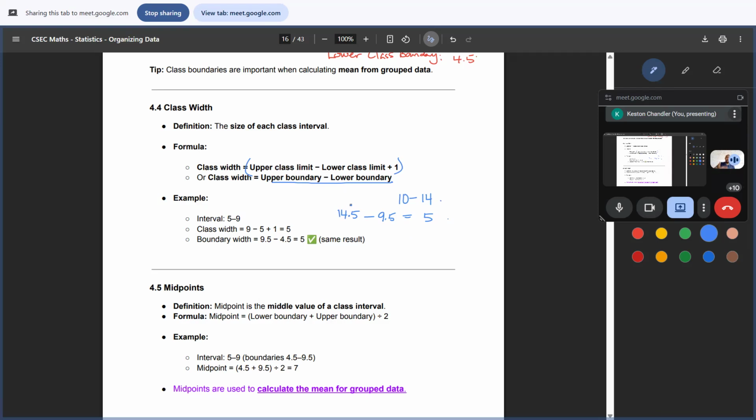Now, all of the classes will have the same width, right? There wouldn't be different widths between the classes. It should be uniform throughout. Now, whether you use the upper class limit minus the lower class limit plus 1, or your upper boundary minus your lower boundary, your answer should always yield the same result. Yeah?